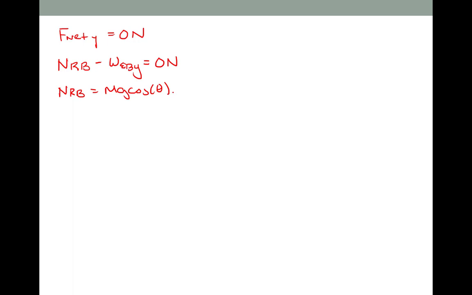I can now apply Newton's second law in the two directions. In the y direction, because I canted the coordinate system, the net force is 0. I have two forces on the block. I have the normal force from the ramp on the block and the y component of the block's weight. They point in opposite directions, so I subtracted them. This tells me that the normal from the ramp on the block equals mg cosine theta.